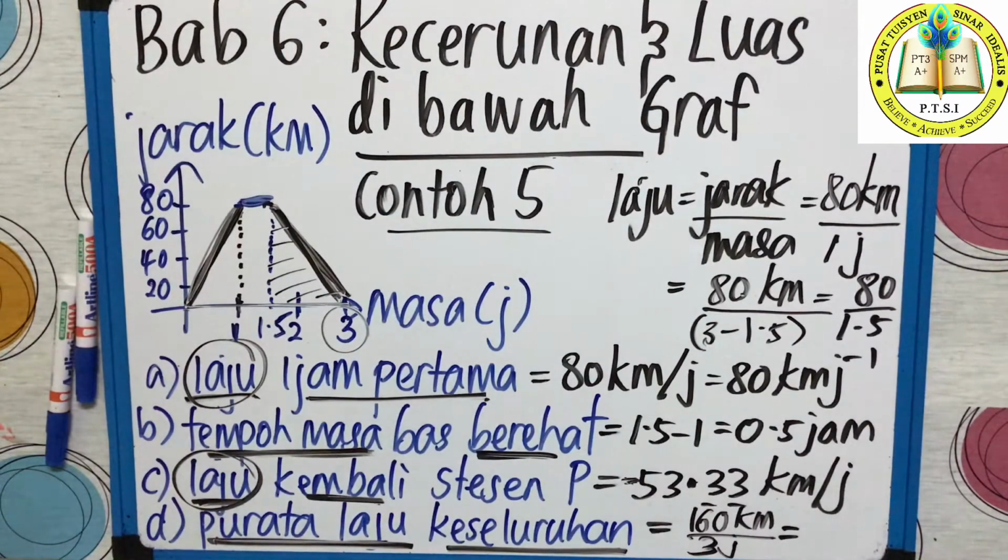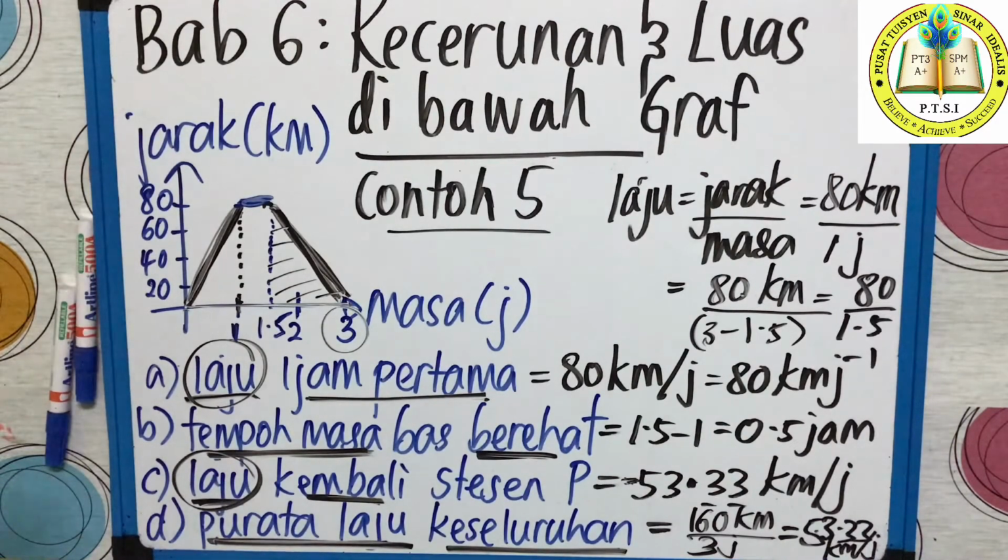So when you divide 160 divide by 3, you get 53.33. After 0.2 number enough. Apa unit untuk jawapan ini? Kilometer stroke jam. Finish. So ini adalah soalan purata laju.